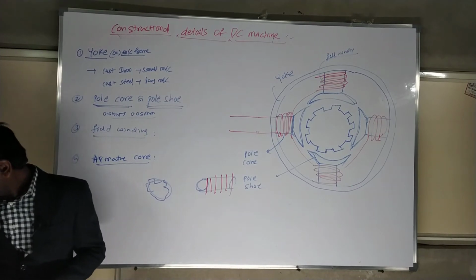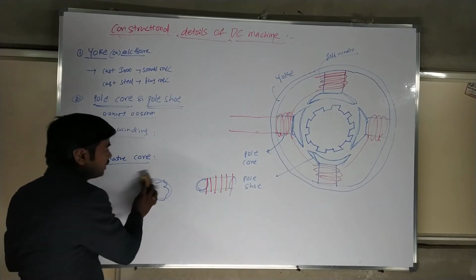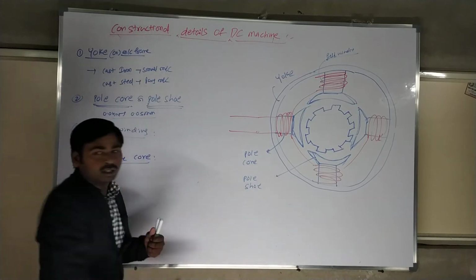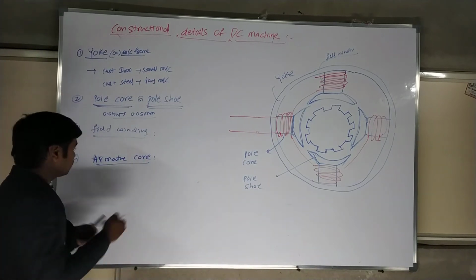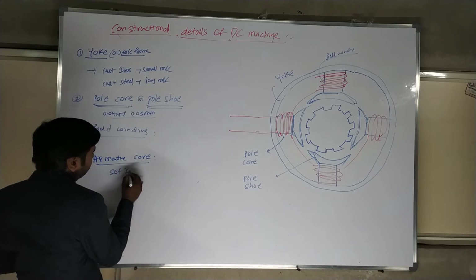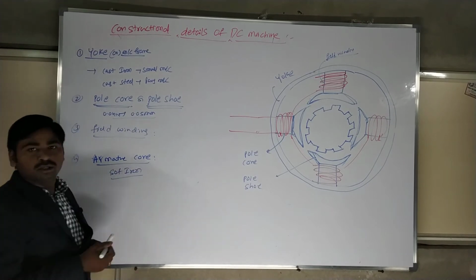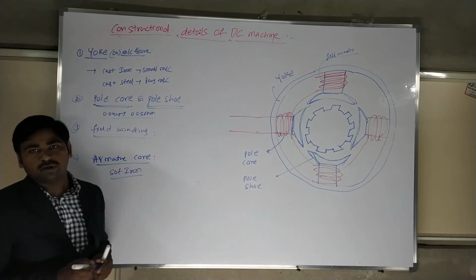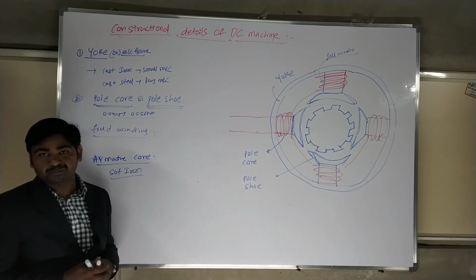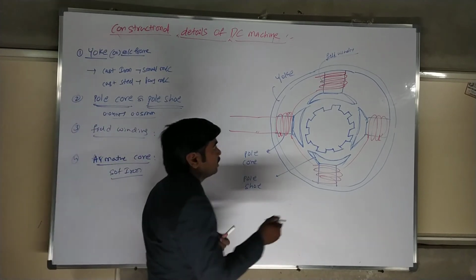So basically, for the type of material we can use for the armature core, soft iron we can use, or we can use steel. Steel is very costly, so generally we go for soft iron as the material for the armature core.